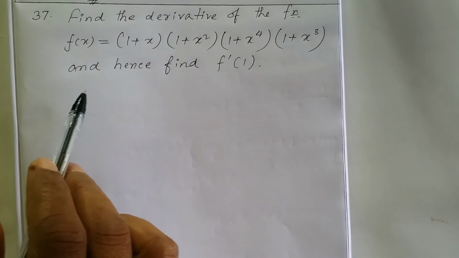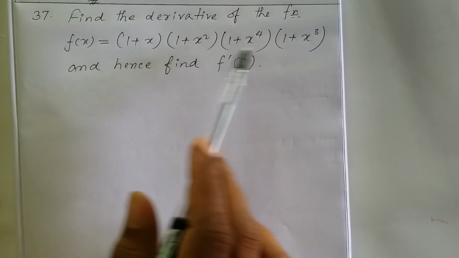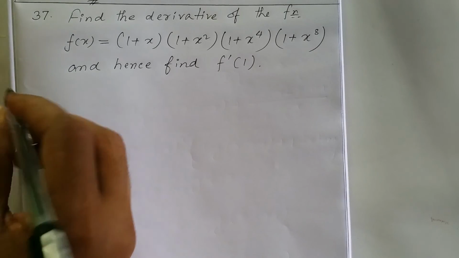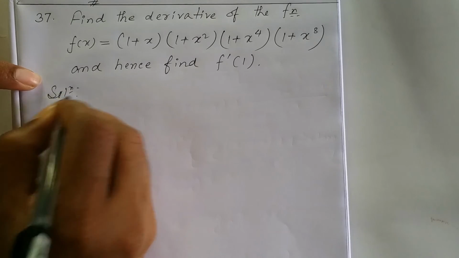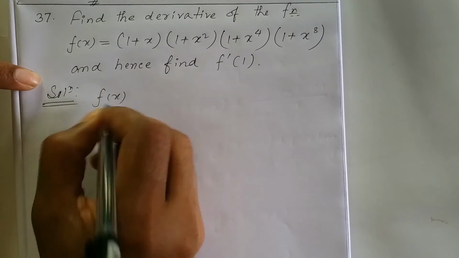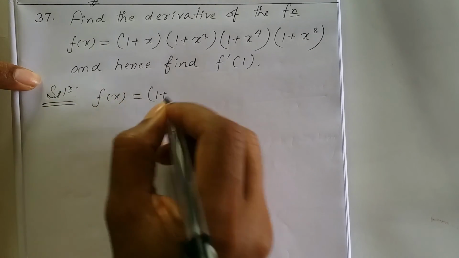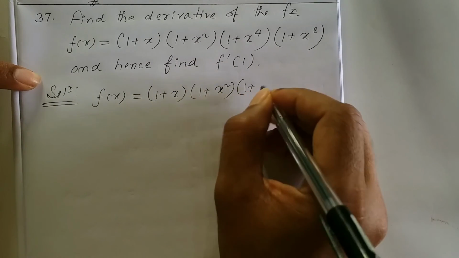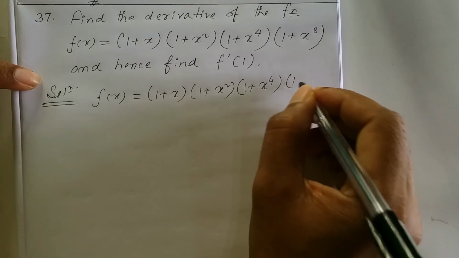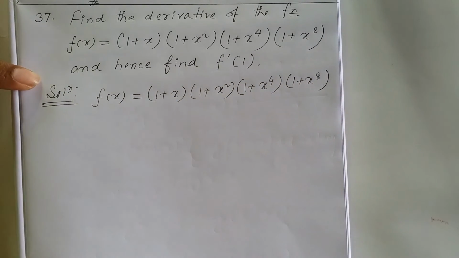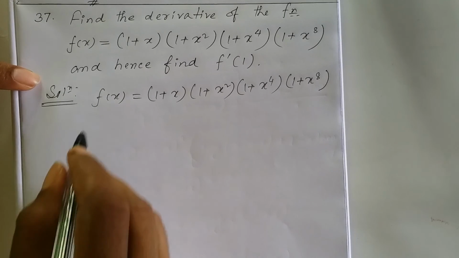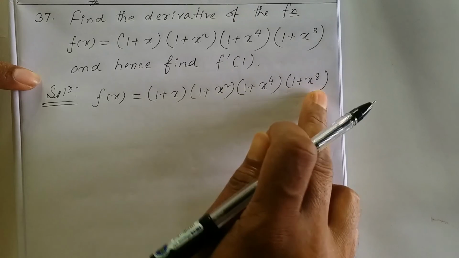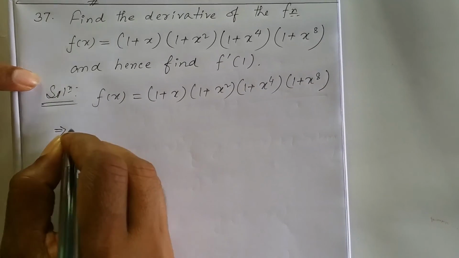And the last question I am giving you, see, this is one of the important questions: find the derivative of f(x) equal to this function and hence find f dash 1. So first of all you take a function, the solution. f(x) is equal to, you write the function 1 plus x, 1 plus x square, 1 plus x to the power 4 and into 1 plus x to the power 8. This is your function. Direct differentiation is not needed, you use logarithm, because it is the product of 4 functions. 1, 2, 3, 4 functions. So here, if you use logarithm it will become easy.